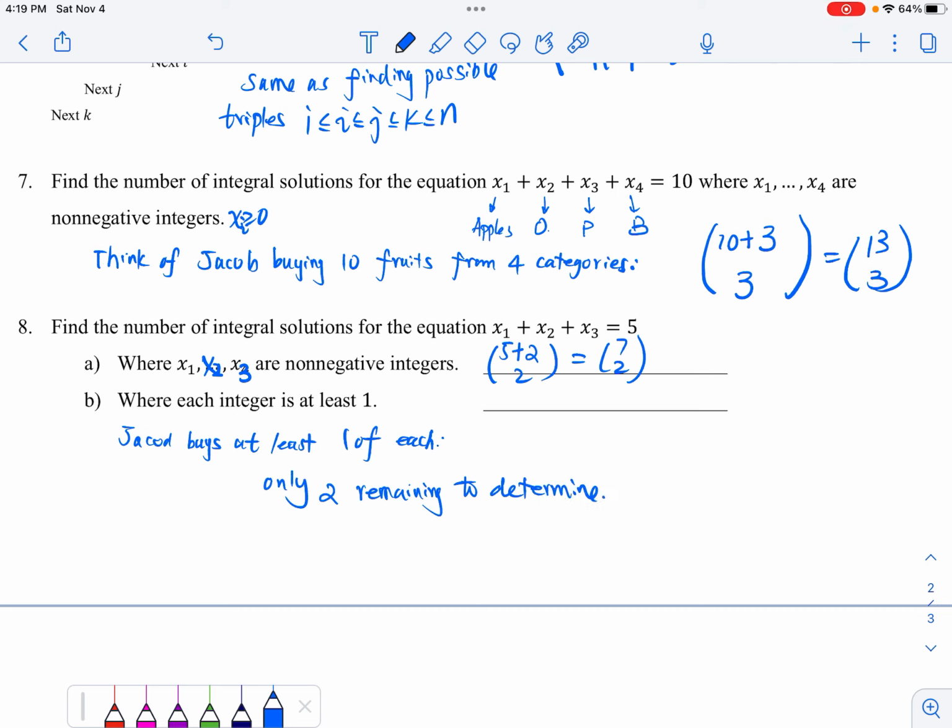So therefore, how many dividers do I need? There are 3 categories. I still need 2 dividers. But this time, 2 remaining plus 2 dividers. Okay. So therefore, 4 choose 2 will be how many integral solutions for this equation when each integer is at least 1.